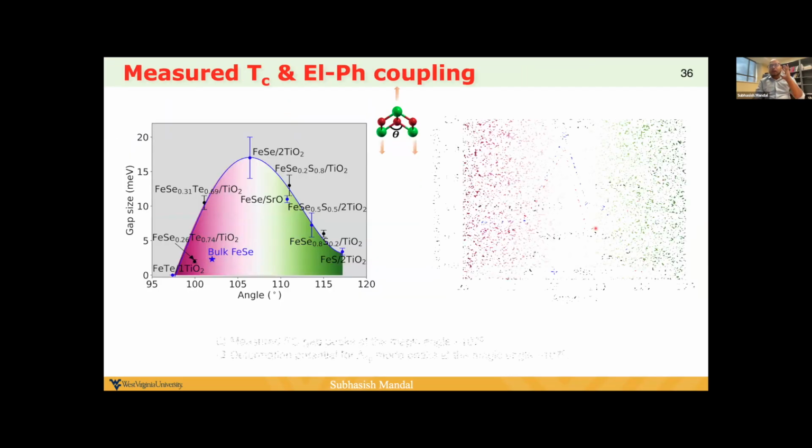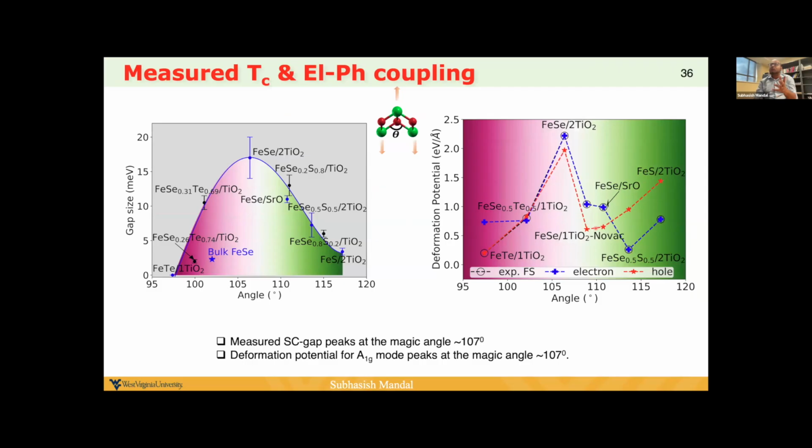Now, next is to compute this A1g deformation potential for all these monolayer interfaces. So what we did is we calculated this only for the film, keeping intact the same angle information for the various substrates, for the various interfaces, and we computed the average deformation potential for electron pockets and hole pockets. Electron pockets are in blue, hole pockets are in red.